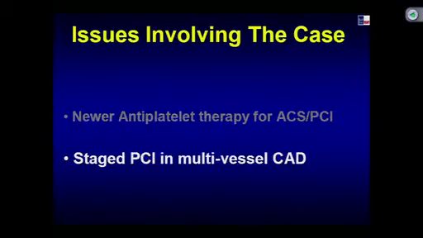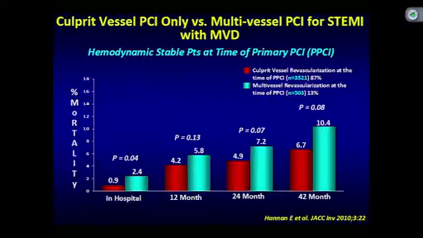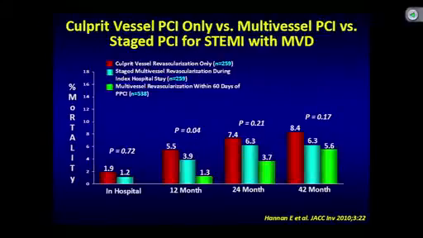Now, the second issue quickly: staged PCI in multivessel CAD. This is the slide we showed from the New York State data on patients who get culprit vessel PCI versus multivessel PCI. The issue always comes up whether you should just do a culprit vessel PCI versus multivessel PCI. Multivessel PCI is associated with a higher event rate, but definitely in the long run, if you do a staged intervention, that is the green bar, it is associated with a lower event rate compared to leaving them alone. So in multivessel disease, you do only the culprit. If you do PCI in hospital, patients don't do well, but if you do it later on, they do well.